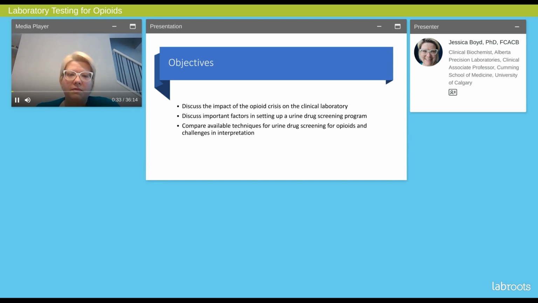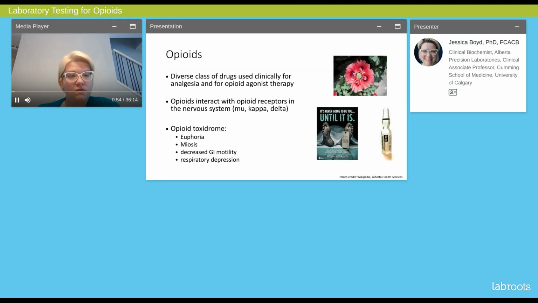So just briefly, my objectives, as I mentioned, are to discuss the clinical laboratory and the impact that the opioid crisis has had on us as lab professionals, discuss the important factors in setting up a urine drug screening program with emphasis on the opioids, and then compare the available techniques for urine drug screening for opioids and the challenges that each of those technologies present.